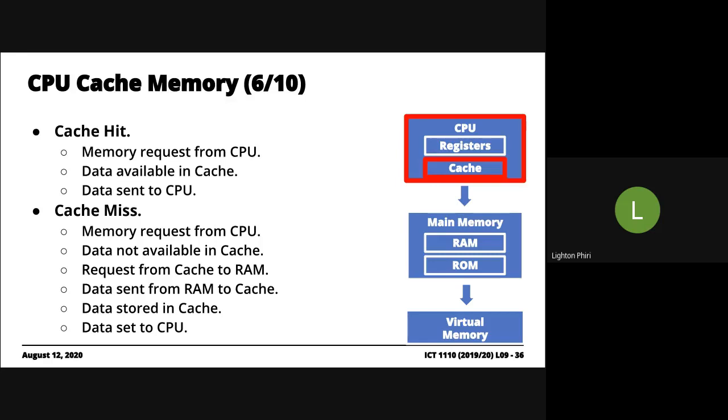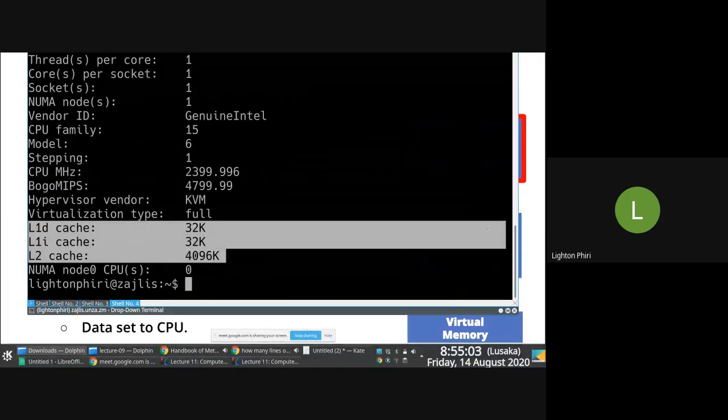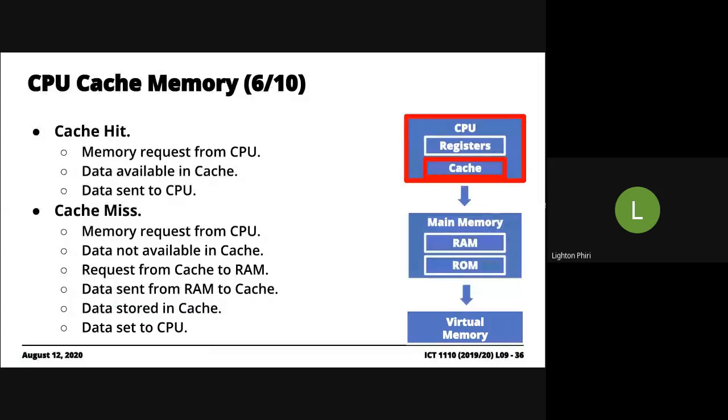On the other hand, if the CPU makes a request to gain access to program instructions or data, and is unable to find what it's looking for in any of the caches, then it's a cache miss, right? It's a miss because the CPU is going to have to go to main memory to get what it's looking for. Again, everything is centered around efficiency. Efficiency is king, right?